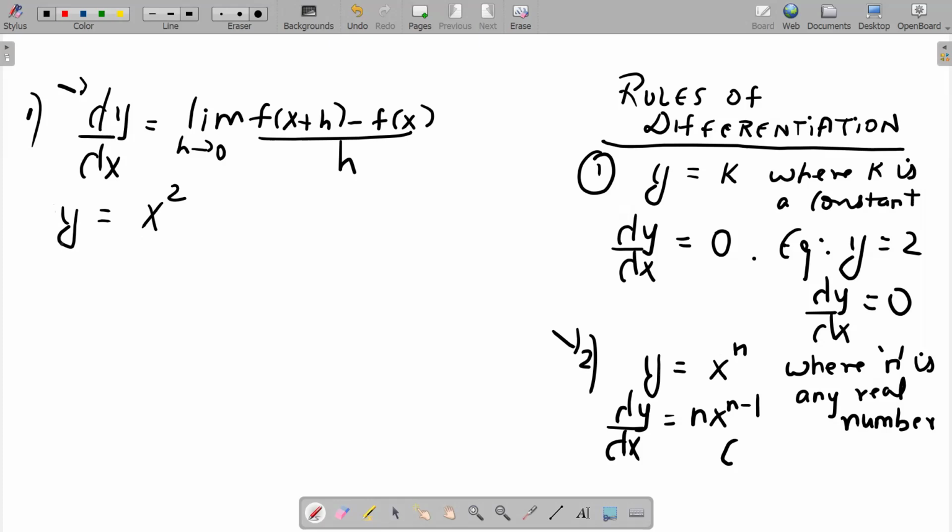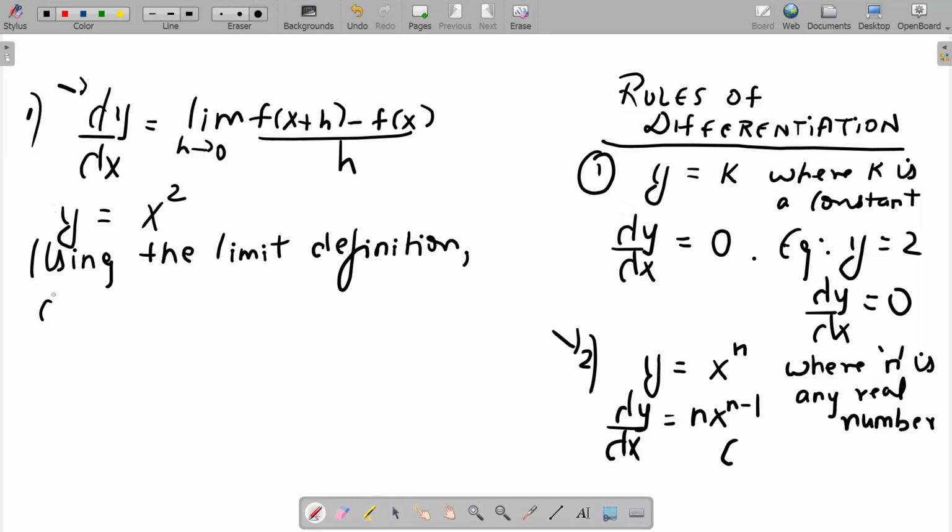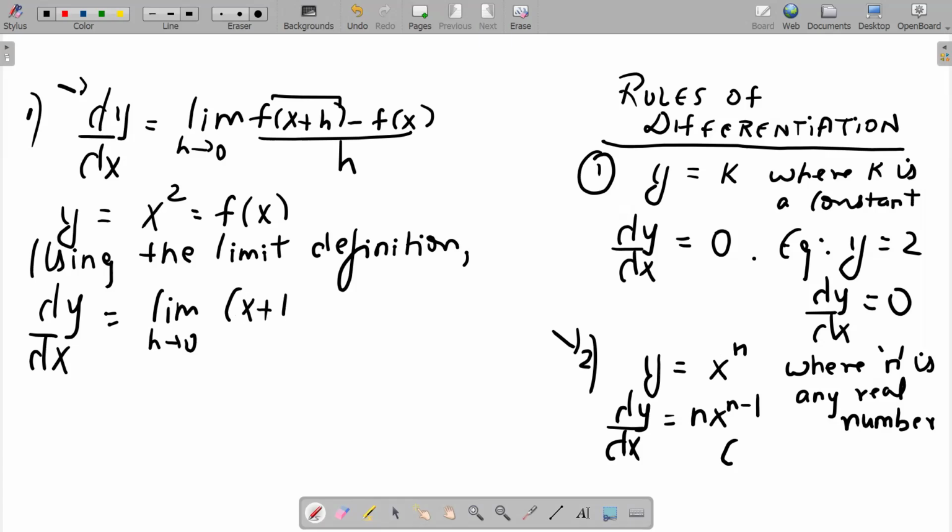Then using the limit definition, what will dy by dx be? Dy by dx will be limit as h tends to 0. So students, this is f of x. What will f of x plus h be? If f of x is x square, f of x plus h will be (x plus h) square, minus f of x, which is anyways given to us as x square, over h.